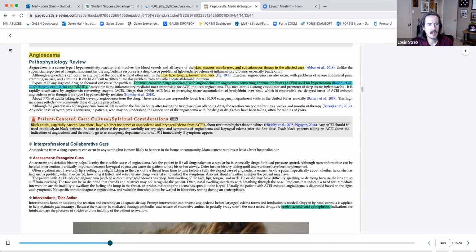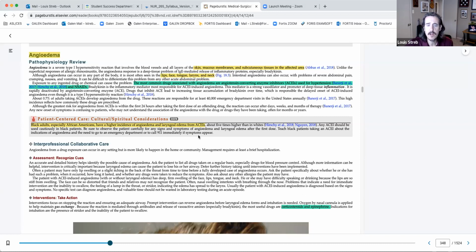We know that Black adults, especially in the African-American population, have a higher incidence of angioedema and laryngeal edema when they take ACE inhibitors. Interestingly enough, ACE inhibitors in those combination forms are what we typically prescribe to African-American people in this country because they seem to have the best effect. Unfortunately, it also has the higher incidence of angioedema.